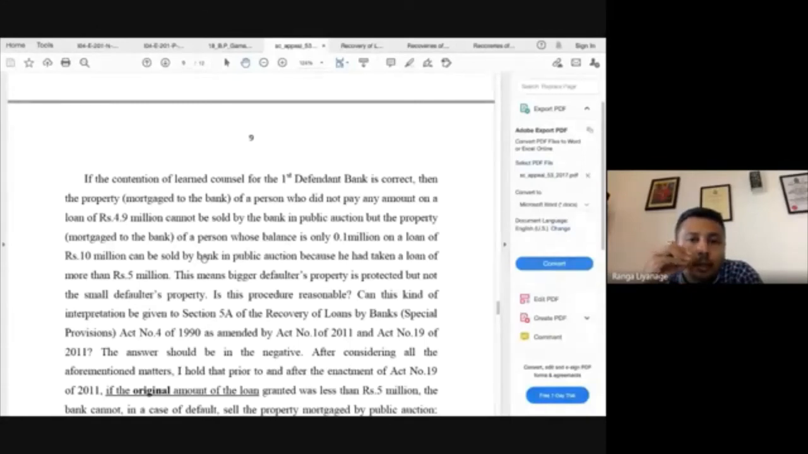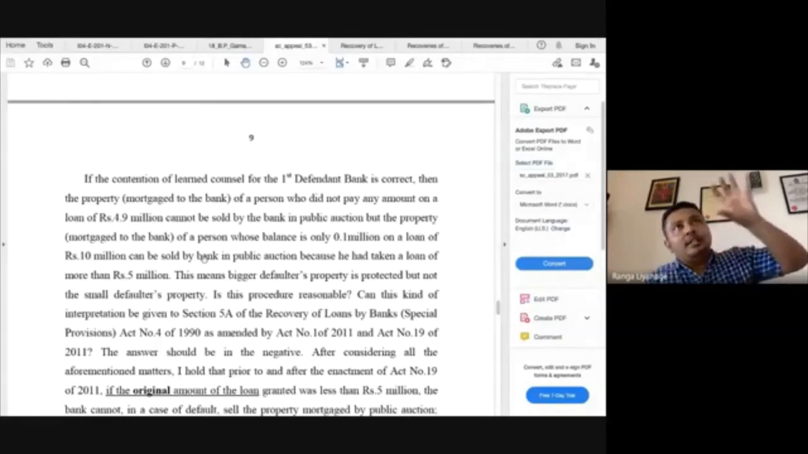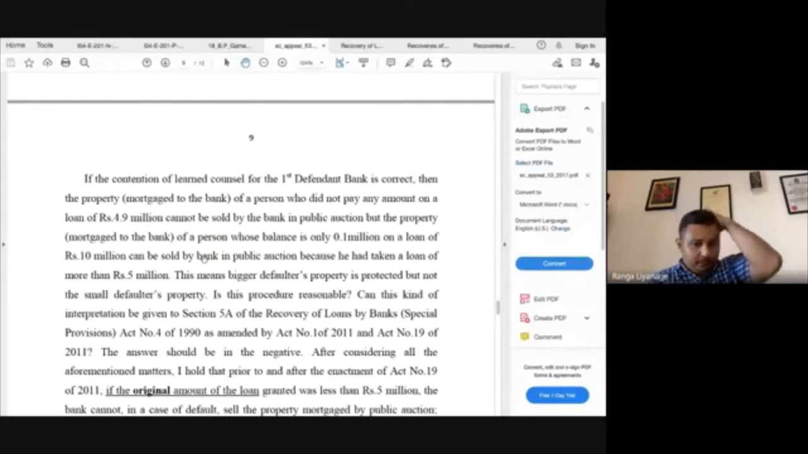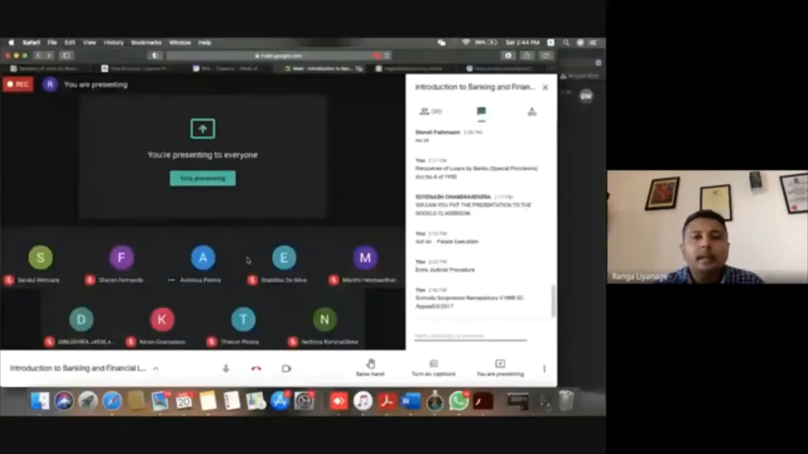So, who did not pay any amount of 4.9 million? One party, let's say he took a 4.9 million loan, which is less than 5 million, right? He did not pay anything. If that is the case, the bank cannot Parate execute it. But a person whose balance is only 0.1 million on a loan of 10 million can be sold by the bank in public auction. So it is not the original principal amount, it's the principal amount outstanding, right? So keep that in mind, and this particular case is very important. This was decided in 2017, right?